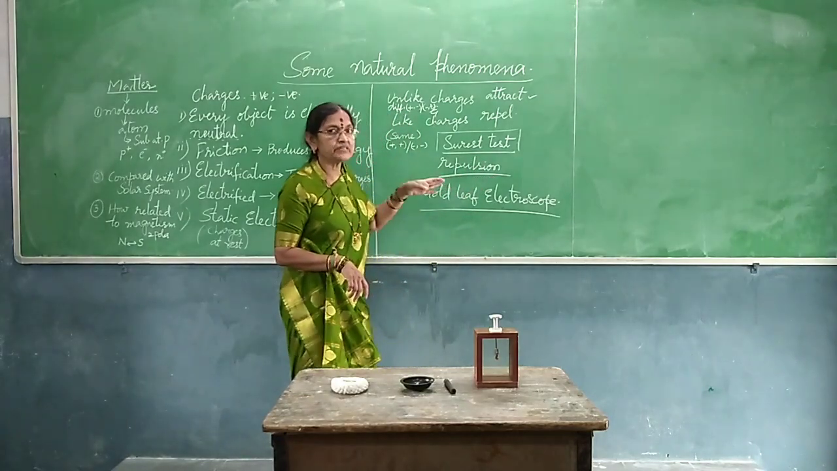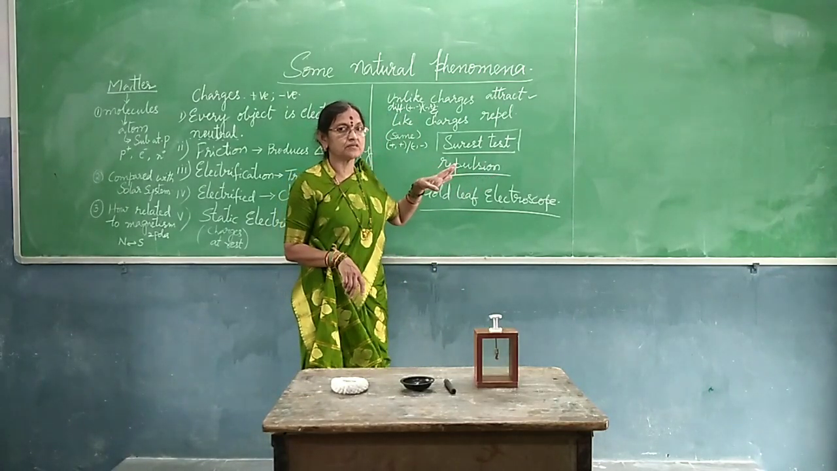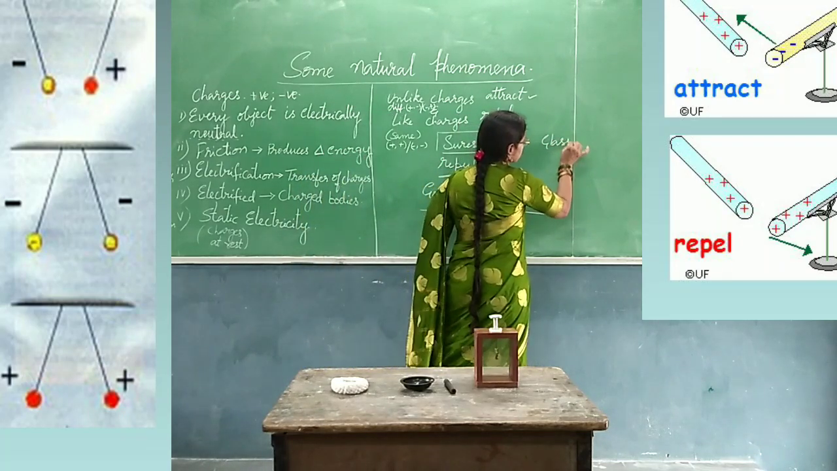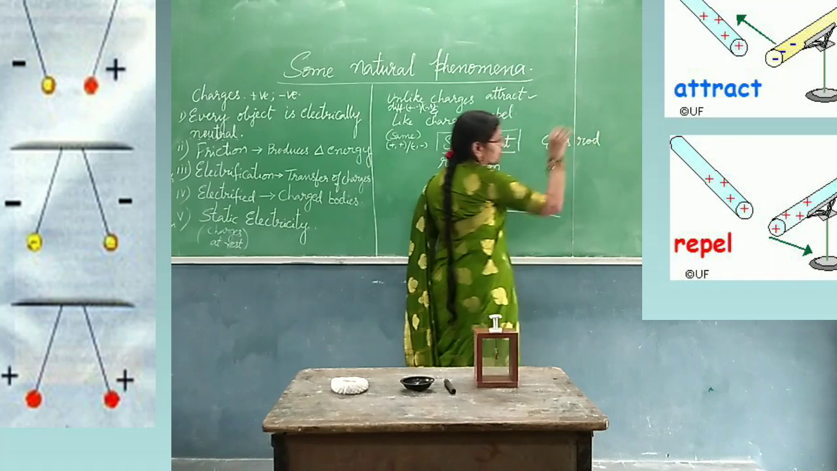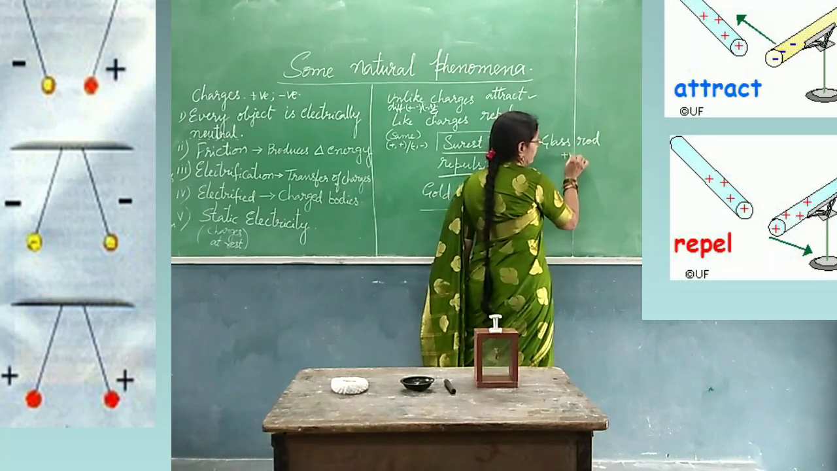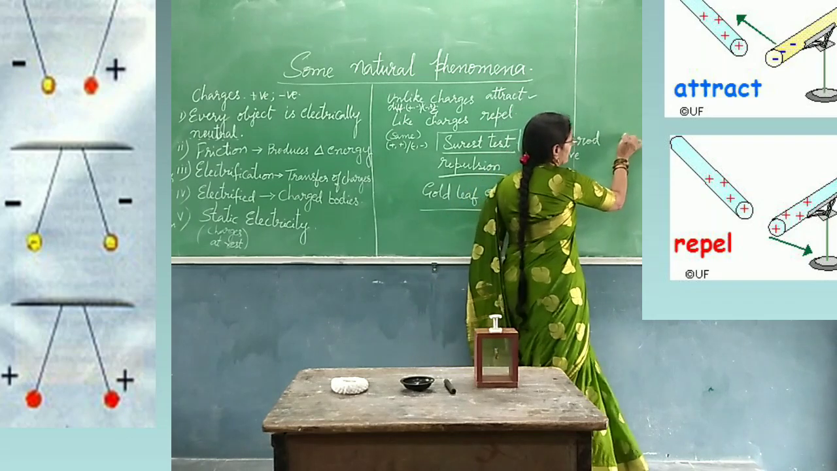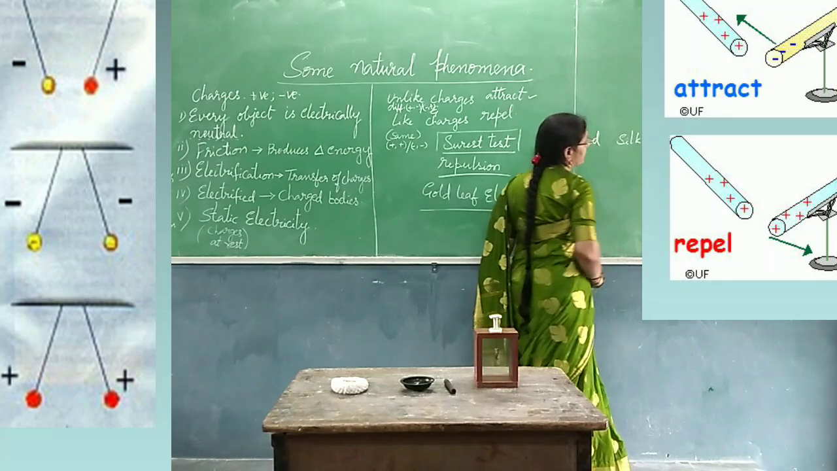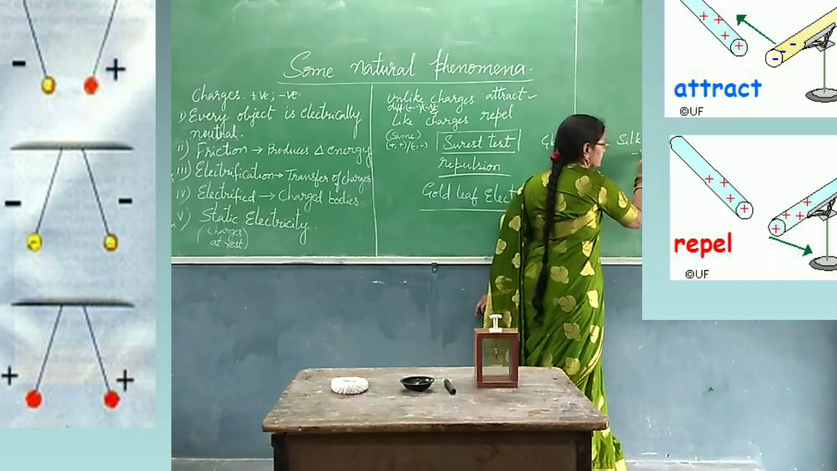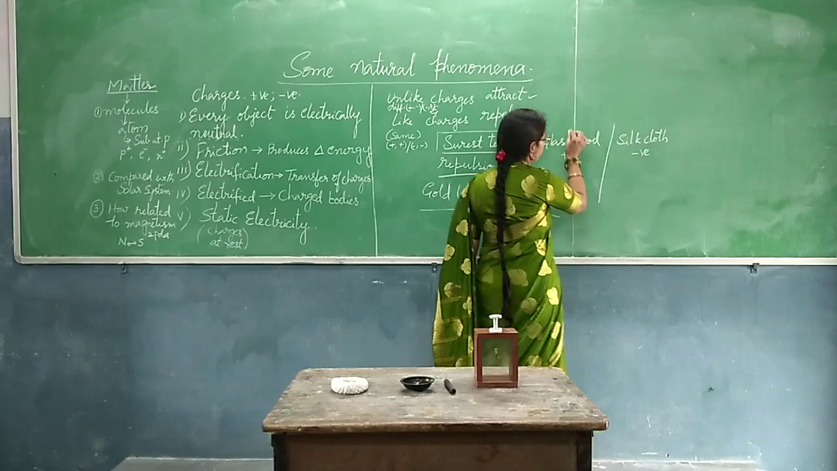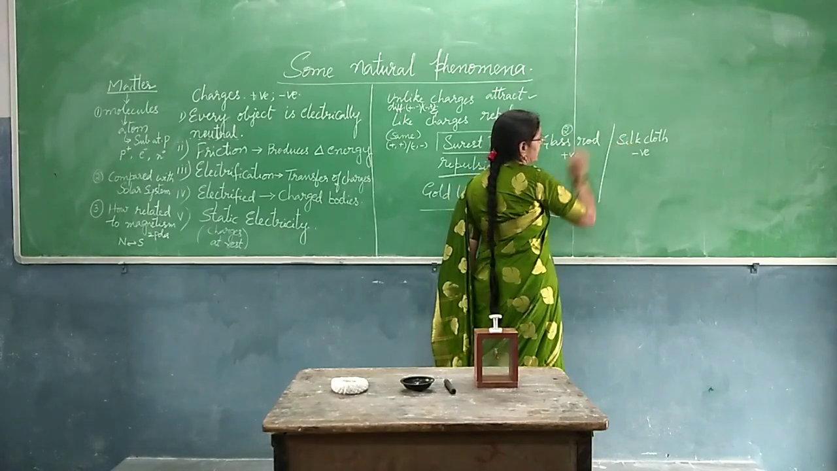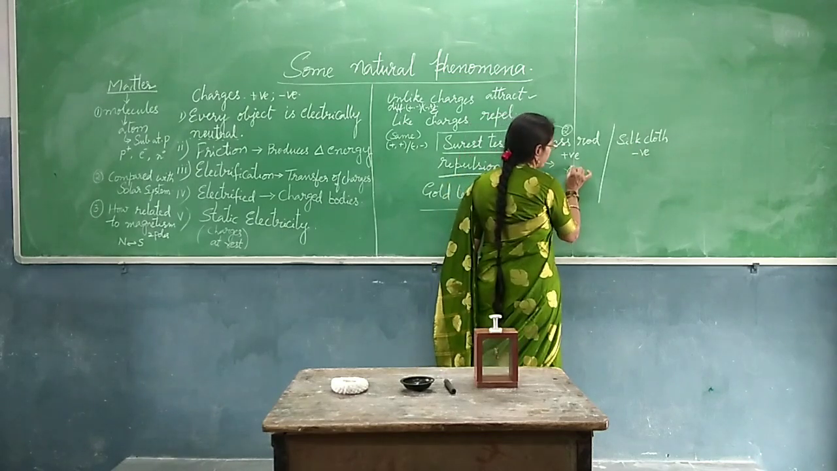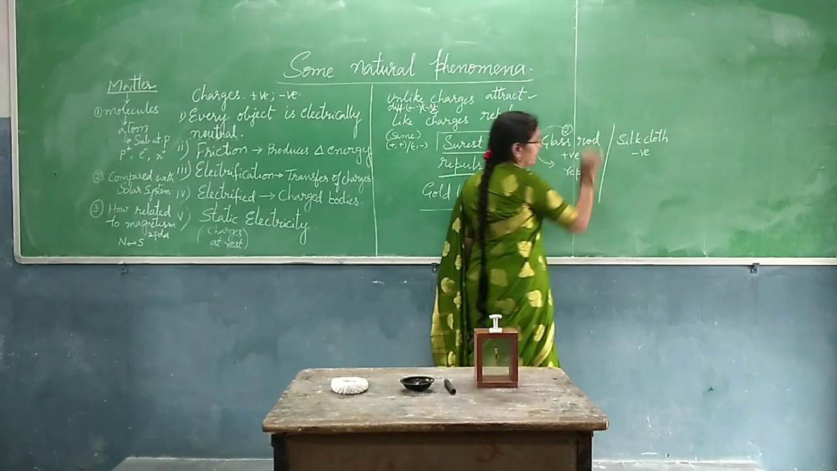Because both are rubbed with silk cloth, they attain the same charges. Like the glass rod attains positive because it loses electrons, positive, and the silk cloth, this is our convention I told, silk cloth, negative. So now you have taken 2 glass rods and rubbed them with silk. When you bring the 2 glass rods here, they will repel because they are like charges.